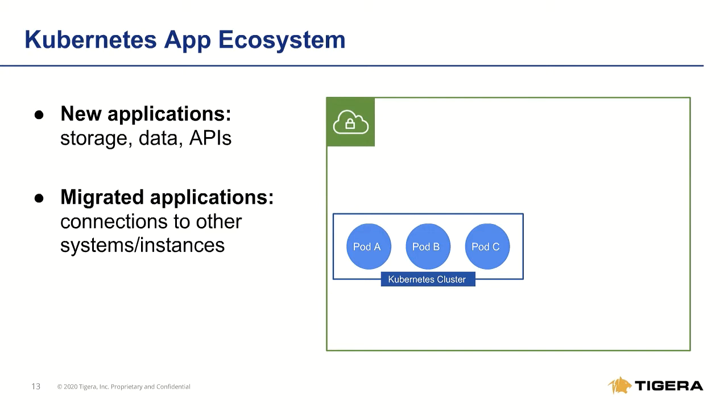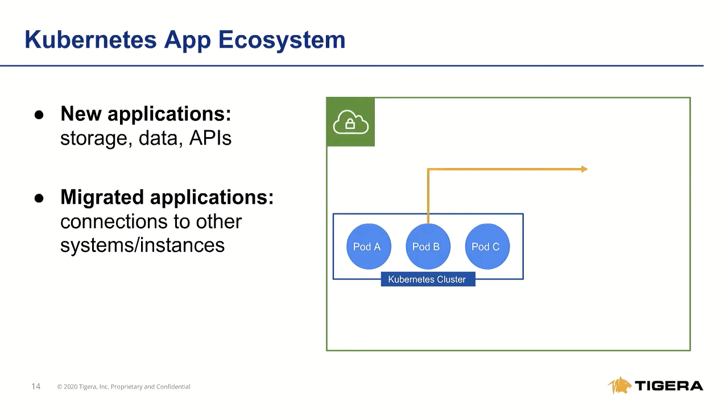If you're taking an existing application and migrating it to Kubernetes, oftentimes those applications are going to need to connect to a myriad of other resources that may be in your data center or in your cloud. But the key point here is that these applications aren't really an island within Kubernetes. They generally have to connect outside.